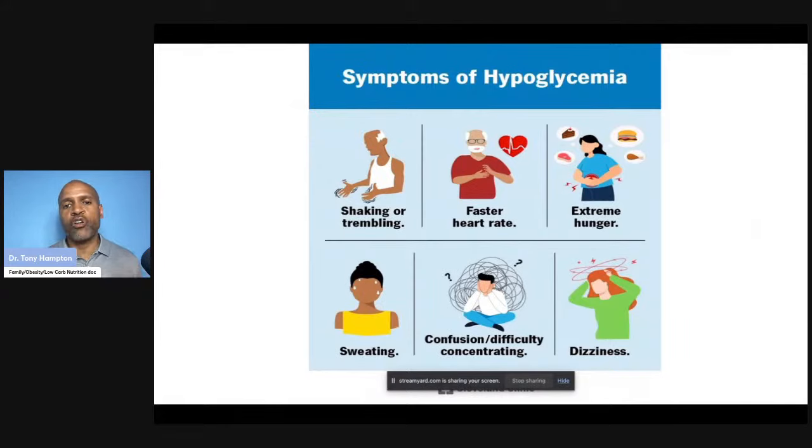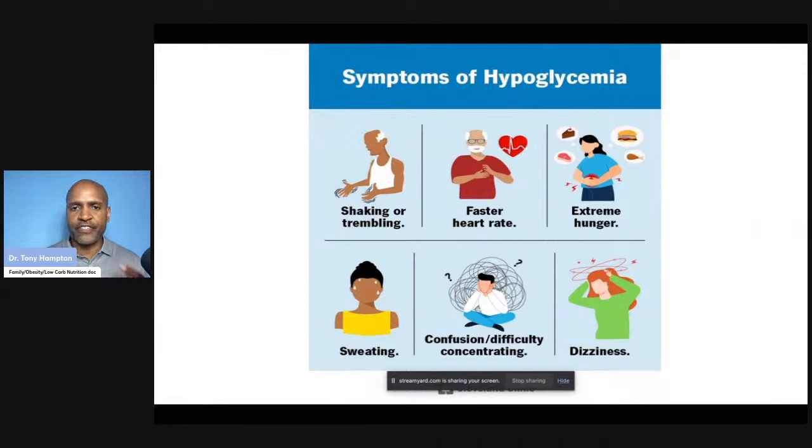Now, let's think about a low blood sugar. Often, doctors are not even asking about a low blood sugar, and patients are not thinking twice about it because they actually have normalized low blood sugars. But did you know that a low blood sugar can give you the symptoms you see in front of you, which is it's almost like a panic attack. You're trembling, your heart's racing, you're hungry, and you're sweating. And sometimes you can even get confused if it's severe, or dizzy.